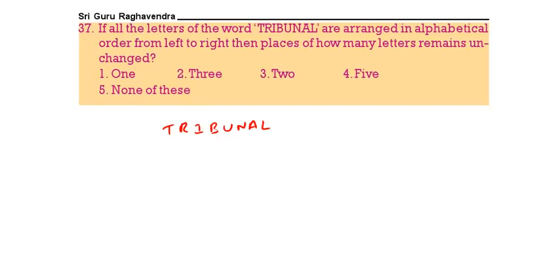Arrange in alphabetical order from left to right, that means A, B, I, L, N, R, T, U. Then how many will remain unchanged? So only one letter, that is I, is remaining unchanged.